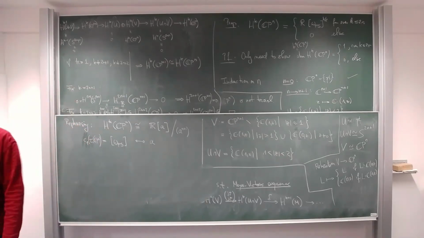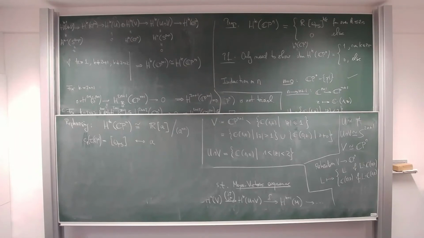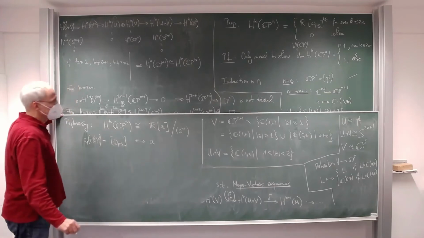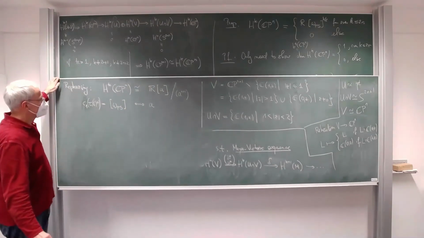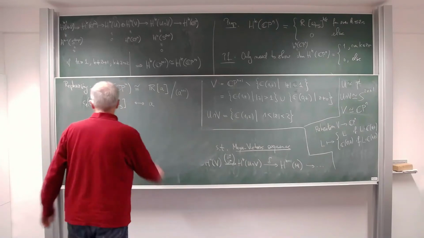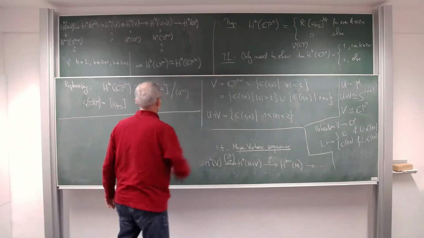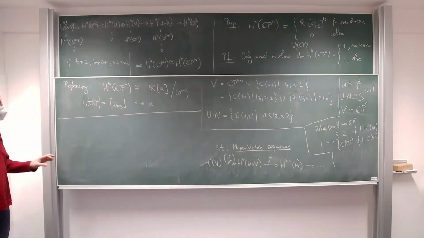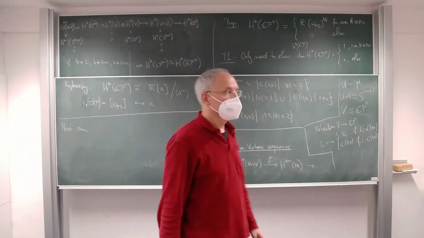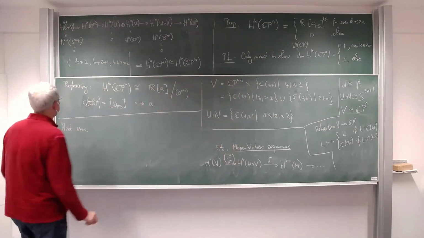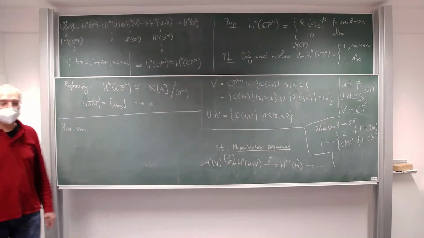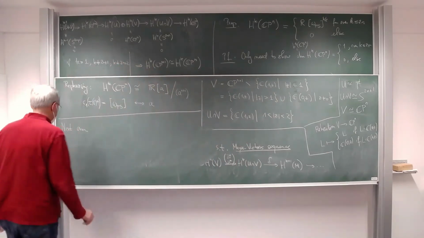And it actually generates the whole cohomology of CPn as an algebra. Good. And now our next aim will be to compute the Chern class of the tangent bundle of CPn. Well, CPn is a connected manifold. And for a connected manifold, H0 is one-dimensional.